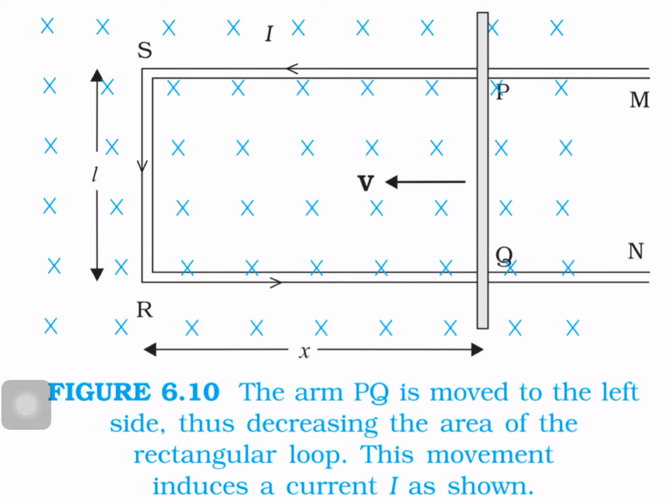Assume that the friction is very less, where the length of the conductor, that is RS, is L, and the breadth of the conductor, that is RQ, is X. Clear? Now we can see, if we move the PQ towards RS, what happens? The area changes. Where the area changes, the induced EMF also changes. This is the concept.